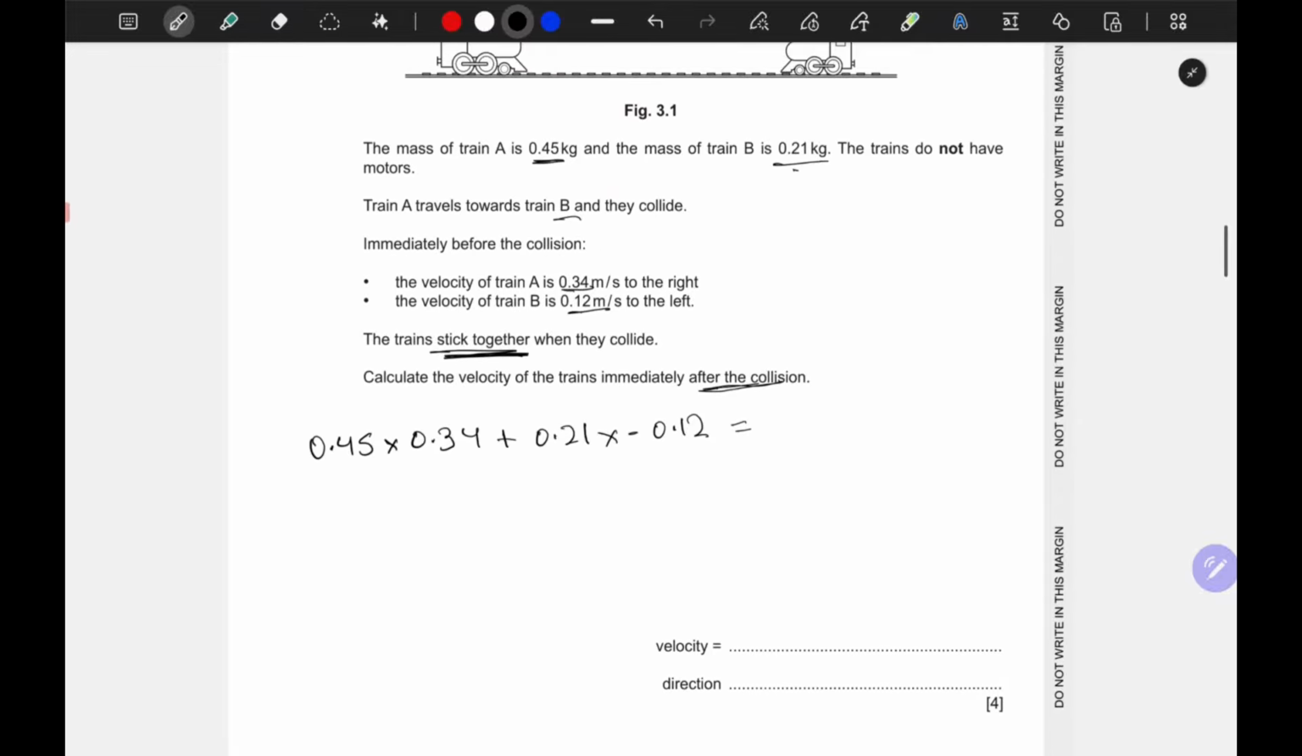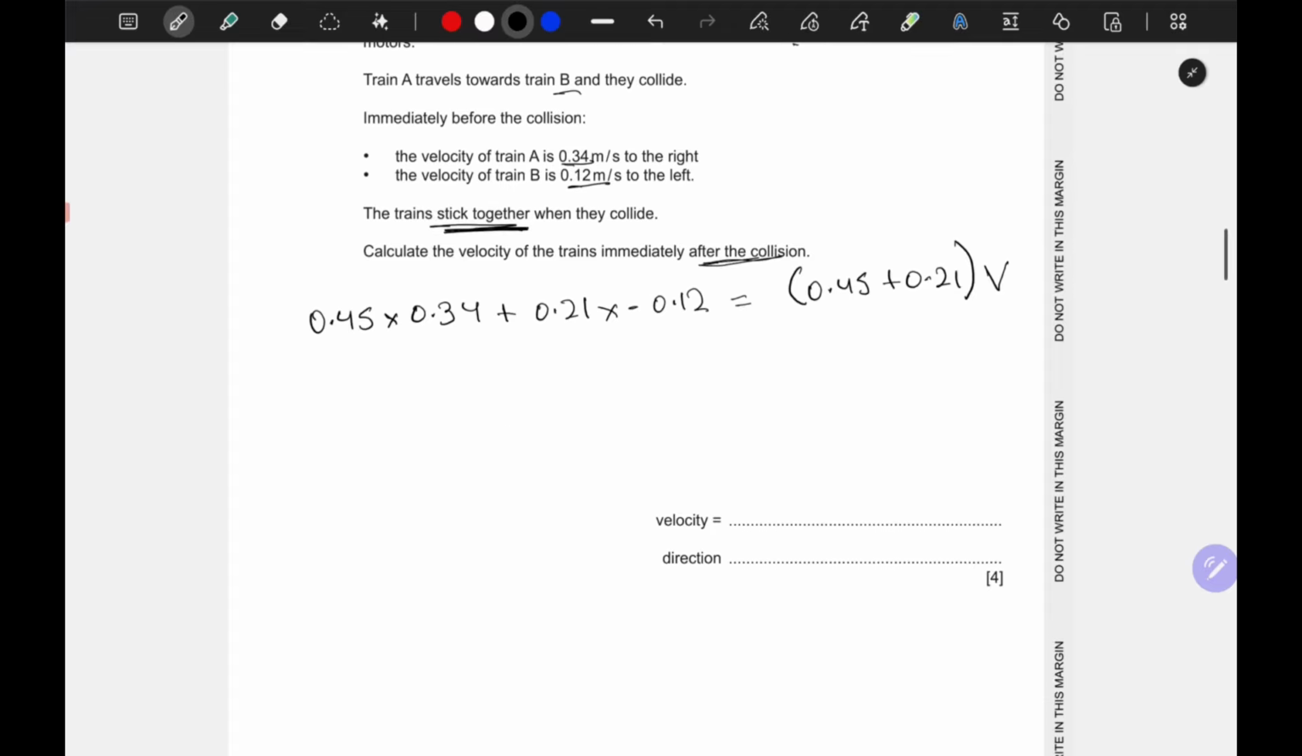And then when the trains stick together and start moving together, we add their masses. So it's going to be 0.45 plus 0.21, times the velocity. Their velocity immediately after collision, we call that v. Now we just have to solve. So 0.45 times 0.34 plus 0.21 times minus 0.12.